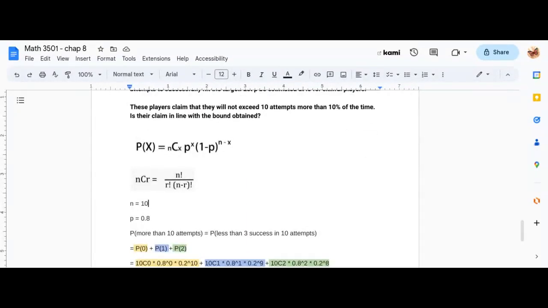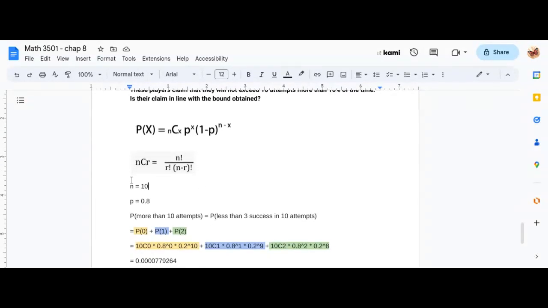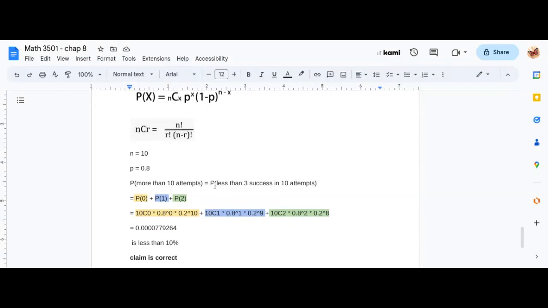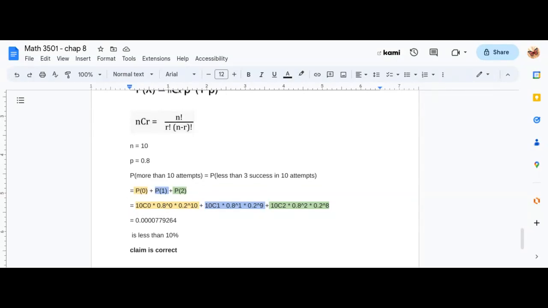So the probability of x equals the combination of n and x, p to the x, times 1 minus p to the n minus x power, and the combination of n and r equals n factorial over r factorial times n minus r factorial. In this case, n equals 10 and p is 0.8. So the probability of more than 10 attempts equals the probability of less than 3 successes in 10 attempts. That equals P(0) plus P(1) plus P(2). I plugged the numbers in, and when you add them all up, I got 0.0000779264, which is less than 10%. So I would say the claim is correct. Okay, so it's a binomial distribution.